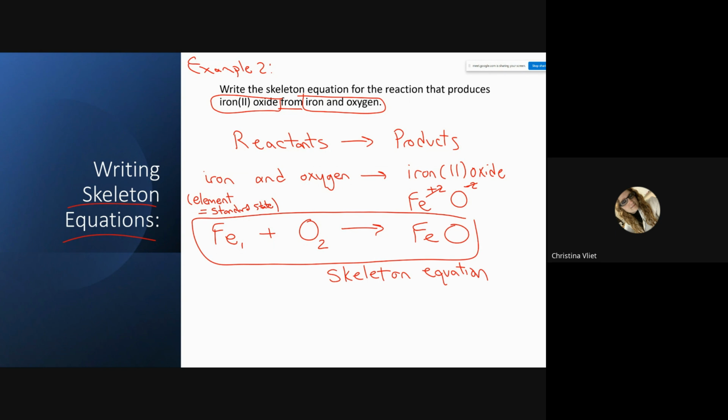All right, that was example 2. Now you're having to think, oh, I still have to know how to change names into formulas. And that's why I said this for a lot of students is probably the hardest part of this unit, because you're going to have to bring back things that you learned before. All right, let's try this next one.